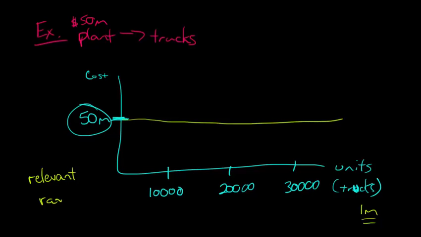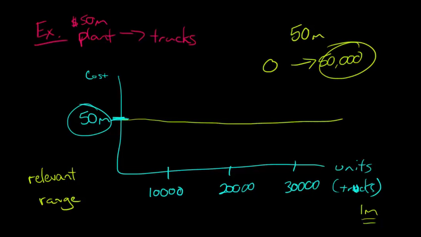And what we mean by the relevant range is, let's say that we think the max amount of trucks we can make is 50,000. And we know, okay, then from 0 to 50,000, the cost is going to be 50 million. All right. But if we go beyond 50,000, we can't accommodate that in our current plant. So we're actually going to have to build another plant, and then that's another 50 million.